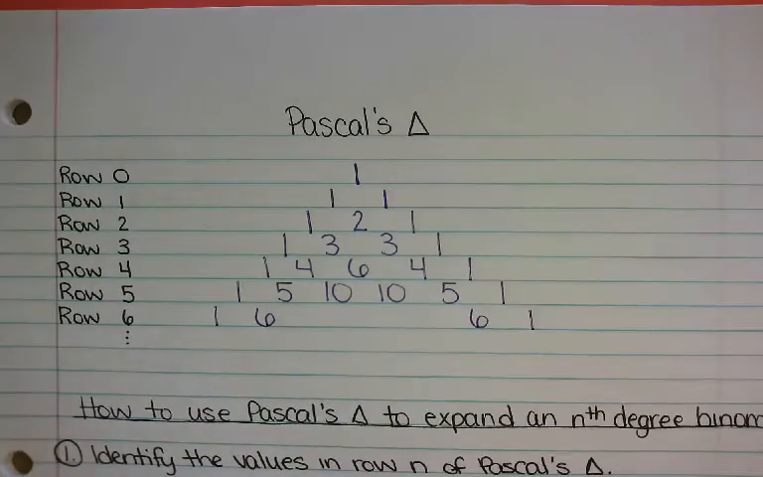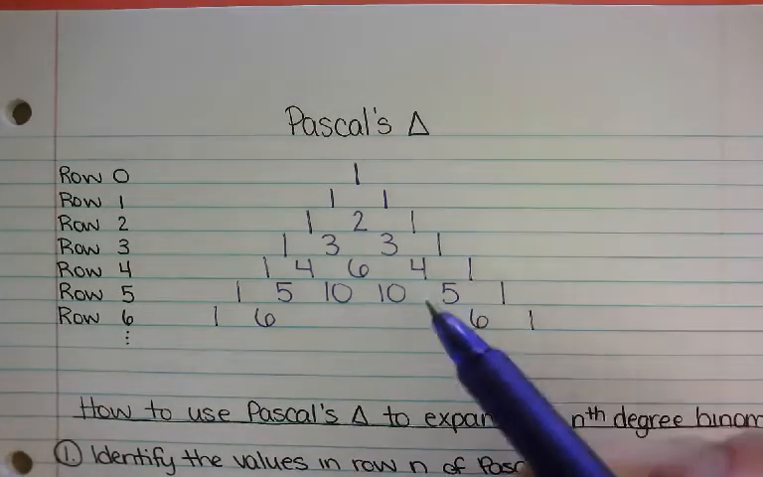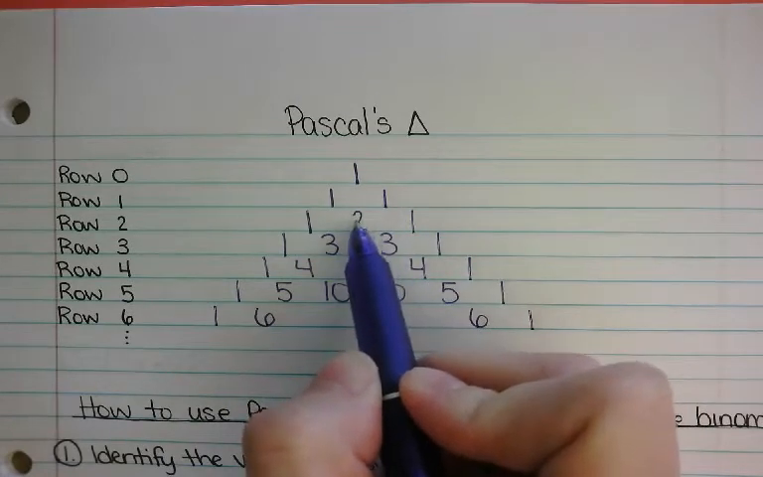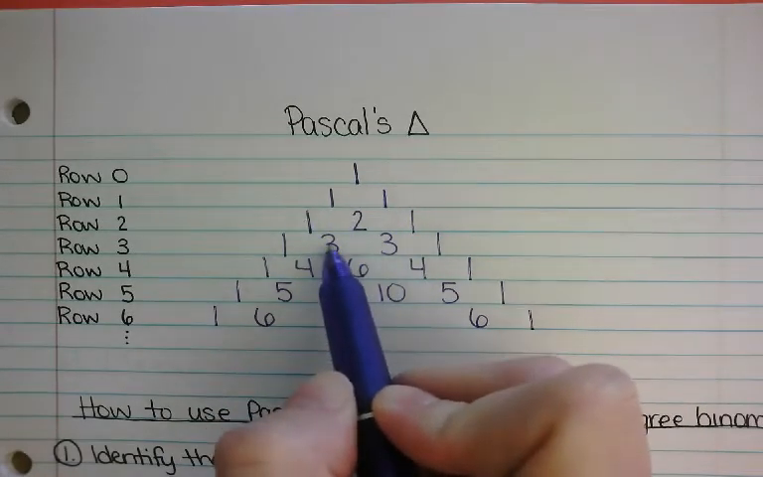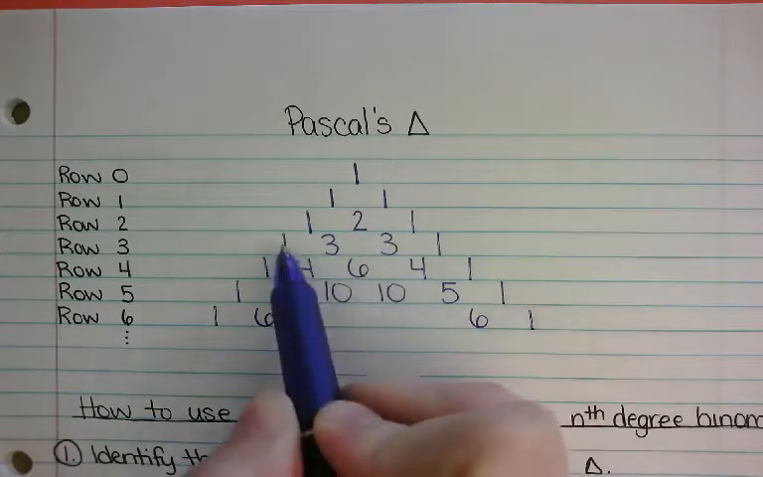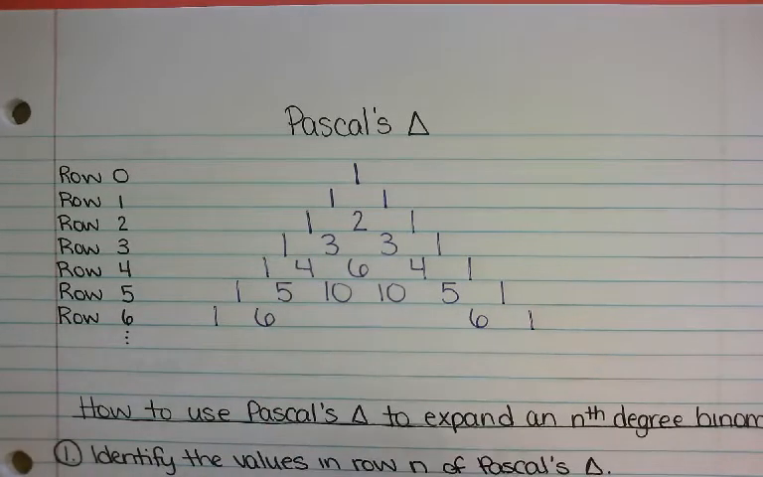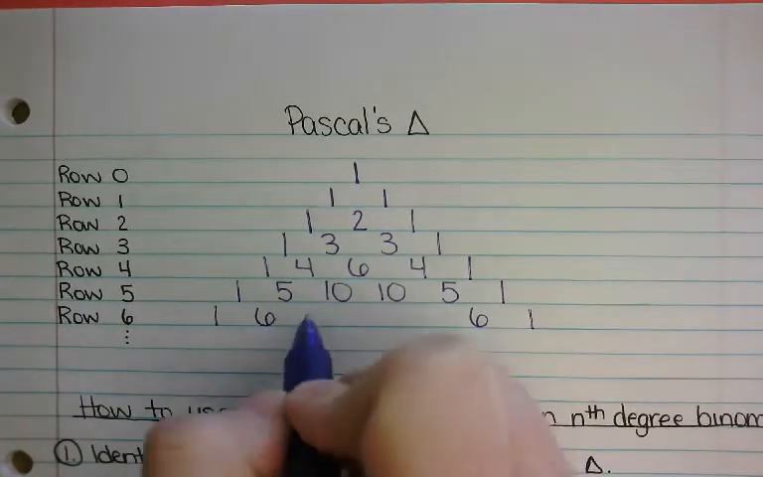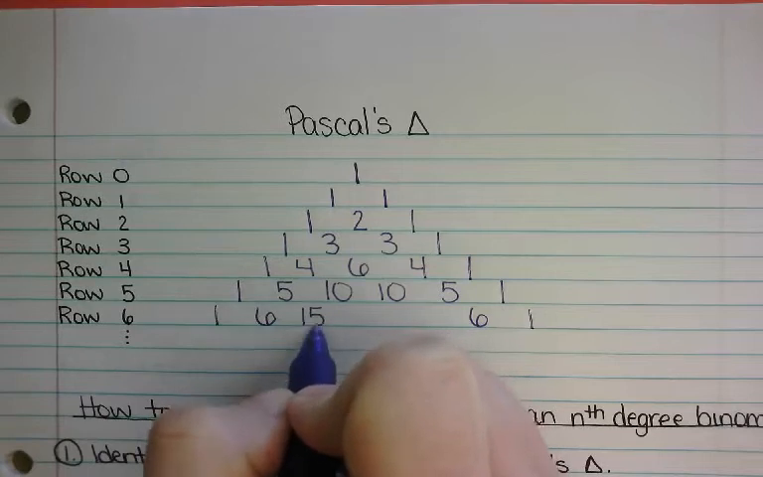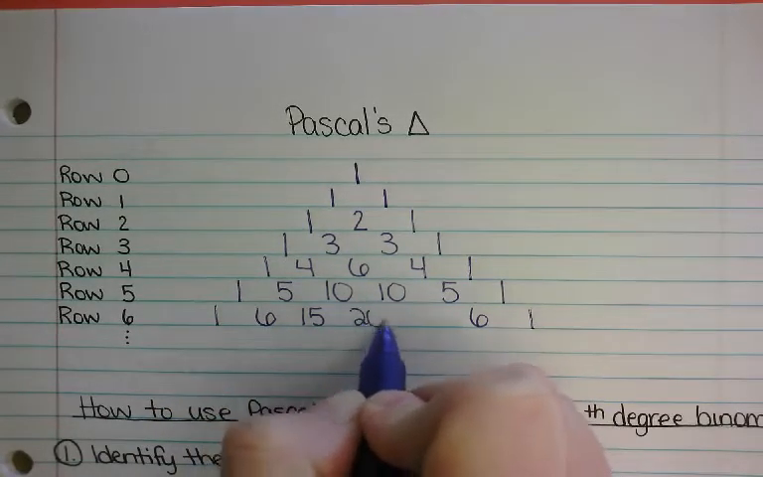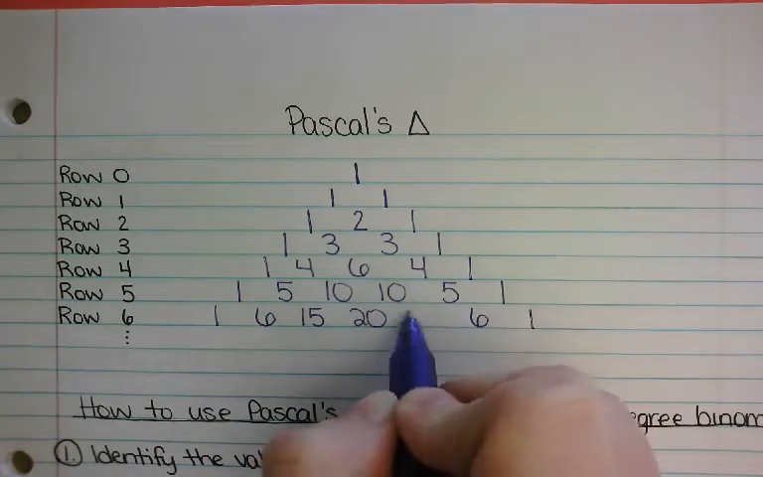Okay. But the pattern to help you predict the next row is 1 plus 1 is 2, 2 plus 1 is 3, 3 plus 3 is 6, 1 plus 3 is 4. Okay, so if I want to find the next number, I'm going to look at the 2 numbers above it and add it. So that's going to give me a 15. Looking at these 2, that's going to add up to be 20. These 2 are adding up to be 15.